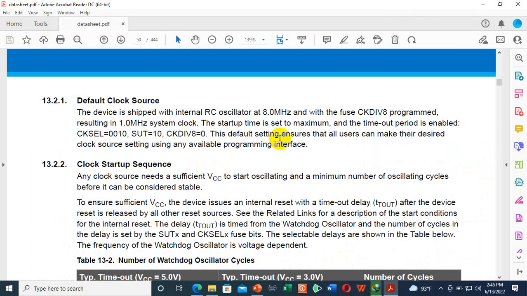This default setting ensures that all users can make their desired clock source setting using any available programming interface. So if you want to change this default option, you can change the default setting by using programming. Clock startup sequence. Any clock source needs a sufficient VCC to start oscillating and a minimum number of oscillating cycles before it can be considered stable.